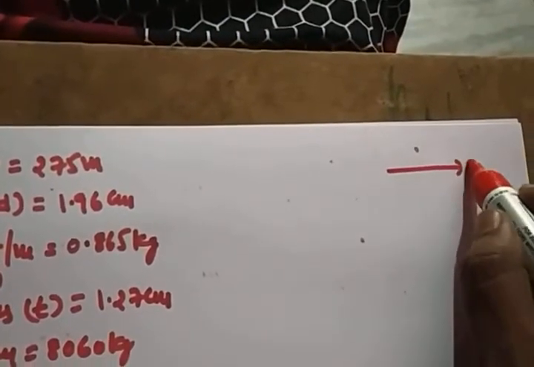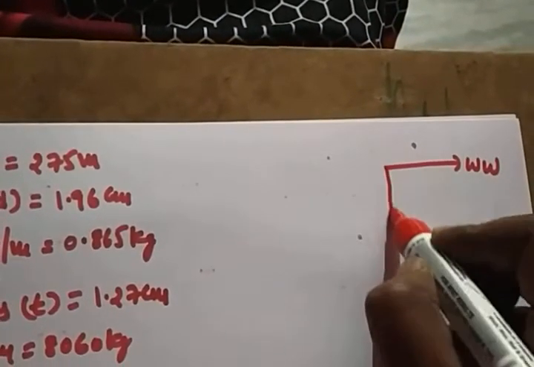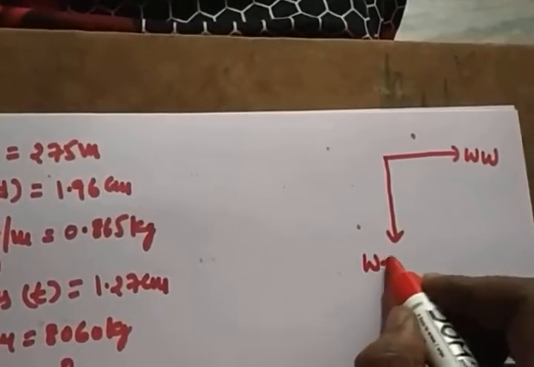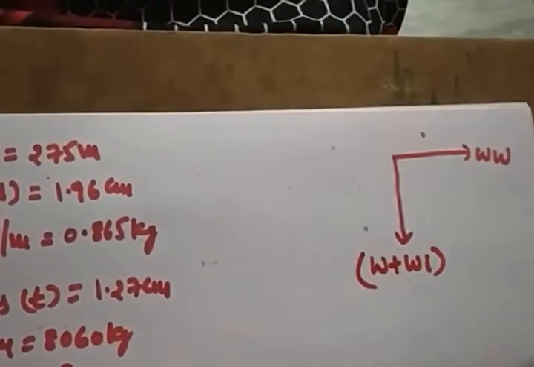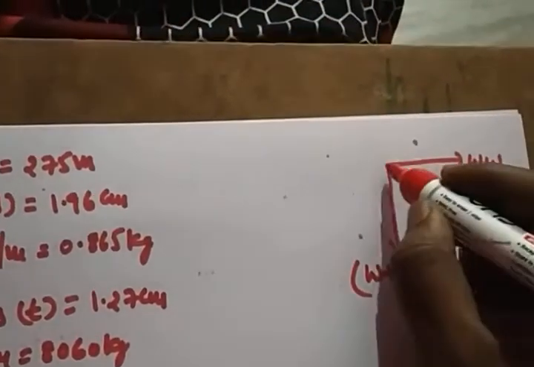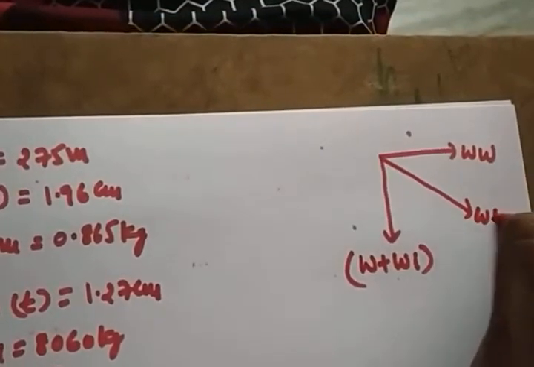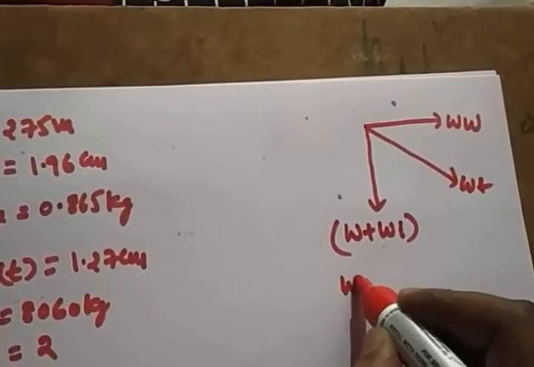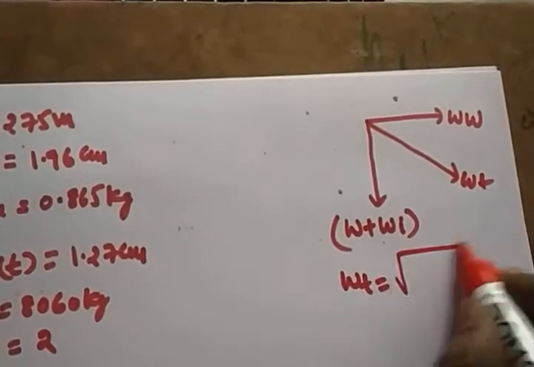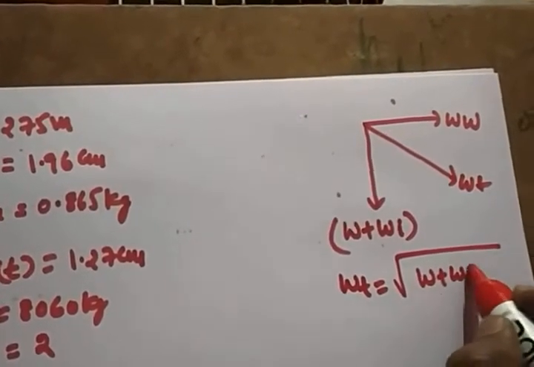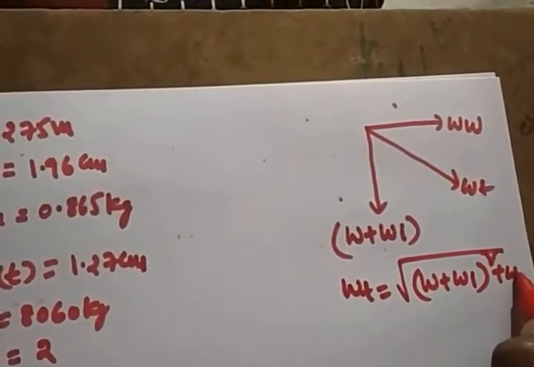First you have to draw the figure, which has both wind force and ice loading on the system. So what is the wind force in this direction? Ice loading is W plus Wi in this direction, right? So this is the total net weight. So you have to calculate the net weight. What is the formula for net weight? Square root of W plus Wi whole square plus WW whole square.